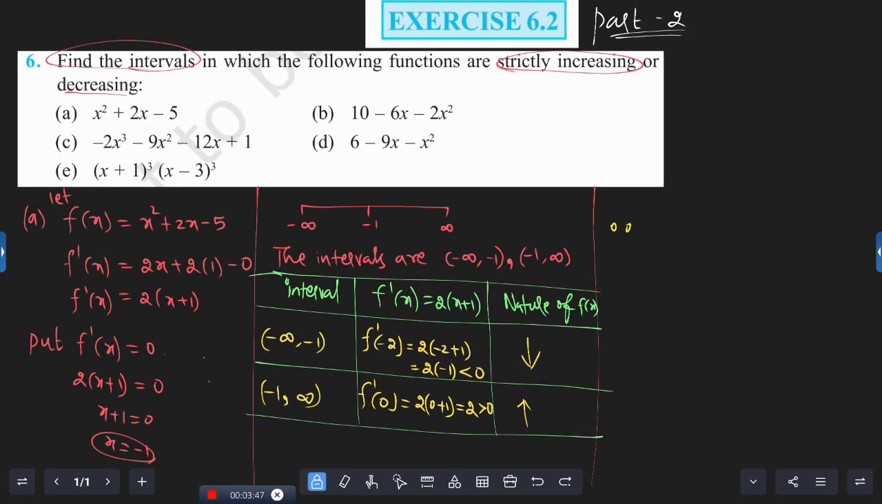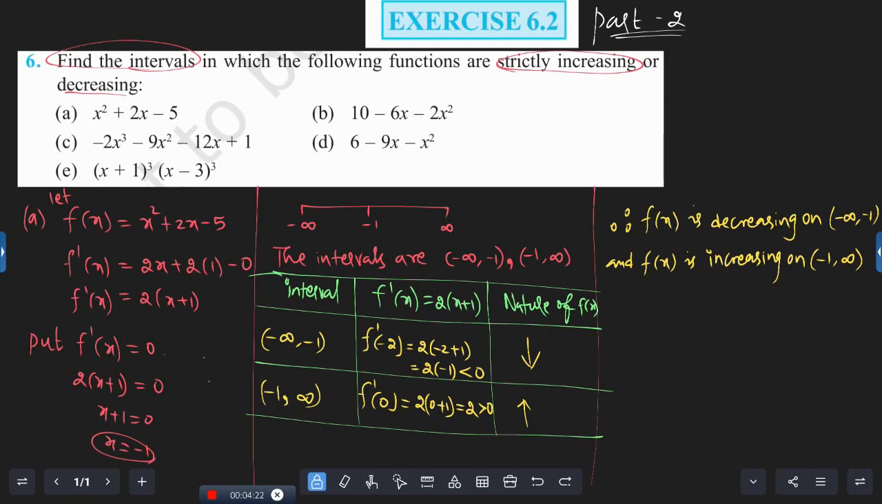Therefore, f of x is decreasing on the interval minus infinity comma minus 1, and f of x is increasing on minus 1 to plus infinity. That's it. Have you understood? Is this okay?